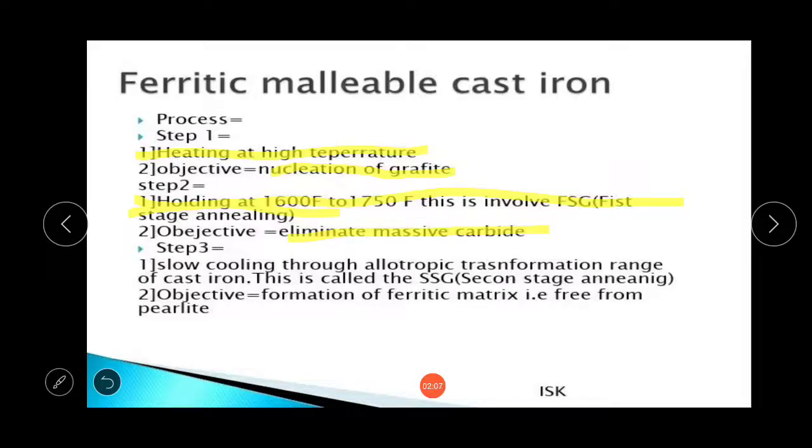The third step of this production is slow cooling through the allotropic transformation range of the cast iron. This is called SSG. SSG means second stage of annealing, second stage of graphitization. Objective of this is formation of a ferritic matrix that is free from pearlite.